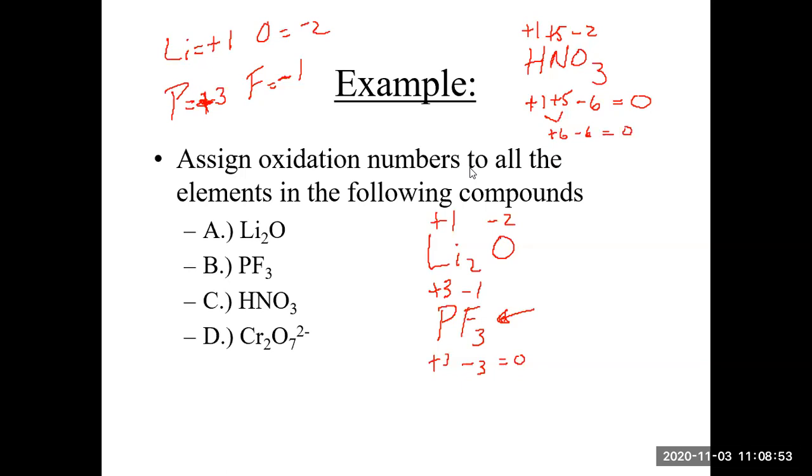So for ours here, we have H, which is +1. We have nitrogen, which is +5 in this arrangement. And we have our oxygen, which is -2. Again, here, same idea. Normally, when we think about nitrogen in an ionic compound, we think of it as taking on a -3 charge because it does. It gains 3 electrons. But in this situation, hydrogen, nitrogen, and oxygen, they are all nonmetals.